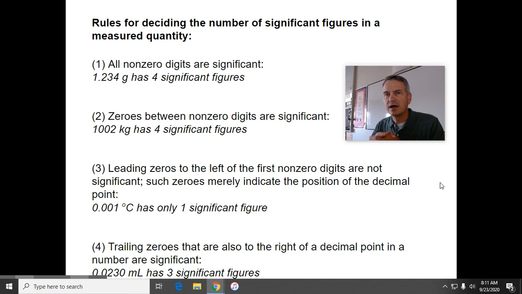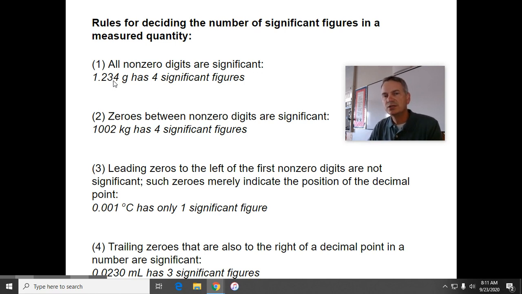Now what I want you to do is copy down these rules for deciding which numbers in a measurement are significant or not. All right, you're going to use these quite often. So rule number 1 states that all non-zero digits are significant. What that means is a measurement like this, 1.234 grams, there are no zeros there. Every non-zero digit is significant. Now, the nice thing about these rules, you guys, is you may not completely get the whole concept of significant figures, but you can certainly look at these rules and apply them to numbers to figure out how many significant figures there are. So that's a good first step for us.